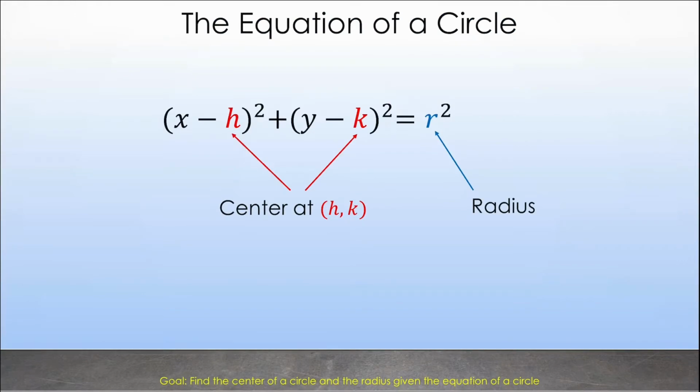So the equation of a circle is (x minus h) squared plus (y minus k) squared equals the radius squared. Remember, this is finding distance here, and this is finding distance. And my radius is squared.